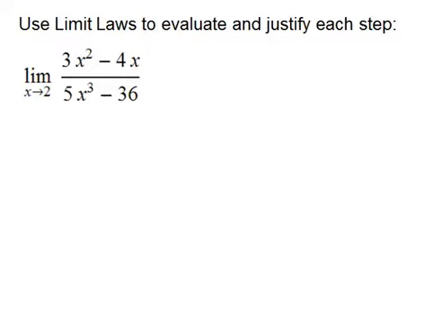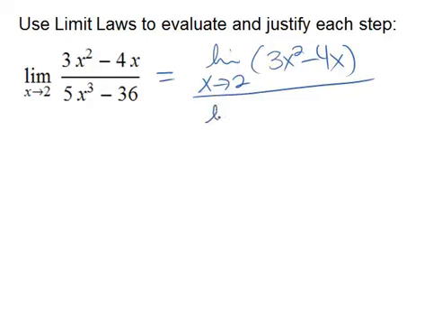Use limit laws to evaluate and justify each step. So the first thing I'm going to do is use the quotient limit law that says the limit of a quotient is a quotient of the limits. So that means I can compute the limit of the numerator and then take the quotient of that with the limit, as x approaches 2, of the denominator.